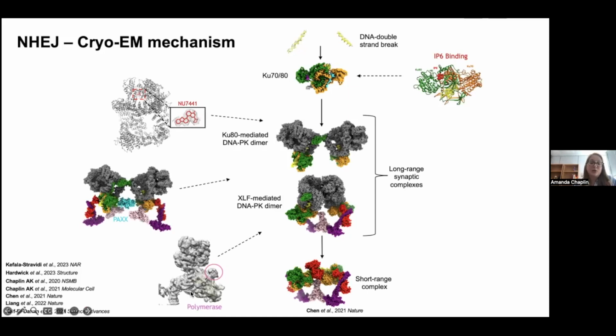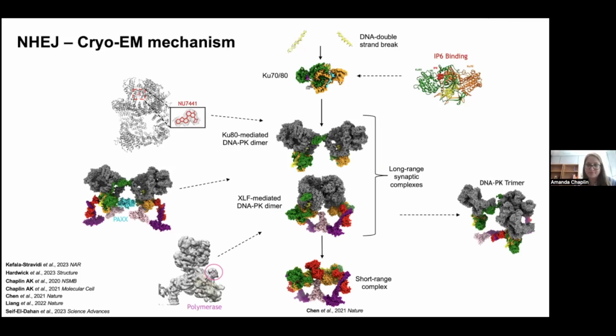And just to say that we also think not only DNA-PK dimers exist, but higher order assemblies, and we've started to identify that perhaps trimers, tetramers, and I'll show you in a moment a bit about filaments and how this can be in response to multiple double-strand breaks.